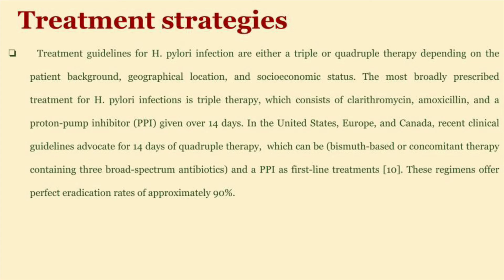Next, the treatment strategies. Treatment guidelines for H. pylori infection are either a triple or quadruple therapy, depending on the patient background, geographical location, and socioeconomic status. The most broadly prescribed treatment for H. pylori infections is triple therapy, which consists of clarithromycin, amoxicillin, and a proton pump inhibitor (PPI) given over 14 days in the United States, Europe, and Canada. Recent clinical guidelines advocate for 14 days of quadruple therapy, which can be bismuth-based or concomitant therapy containing 3 broad-spectrum antibiotics and a PPI as first-line treatment. These regimens offer excellent eradication rates of approximately 90%.